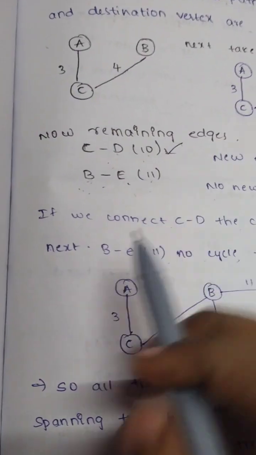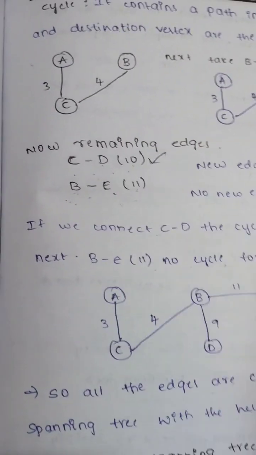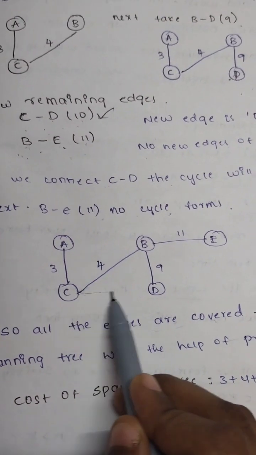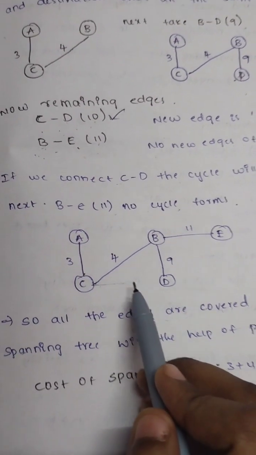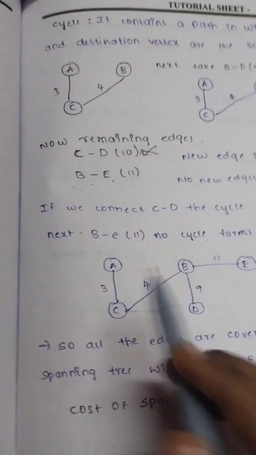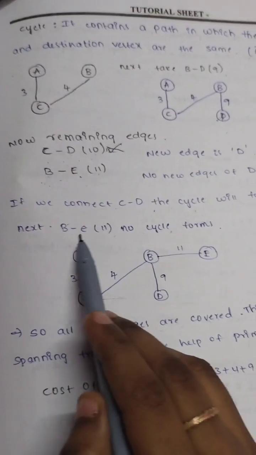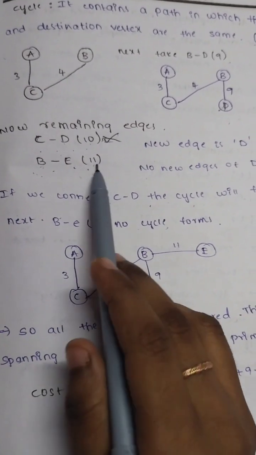From these 2, which is the least cost? This 10. If we add C to D, is it forming any cycle? Yes. So we should not consider this edge. We have to discard that edge. If we connect C to D, a cycle will form. So discard that edge.